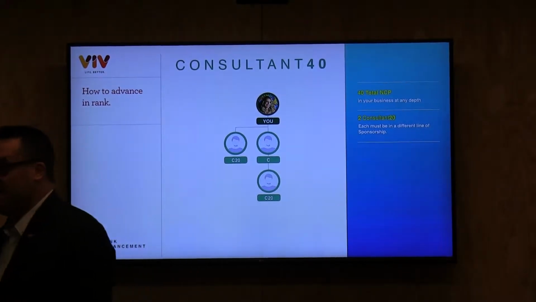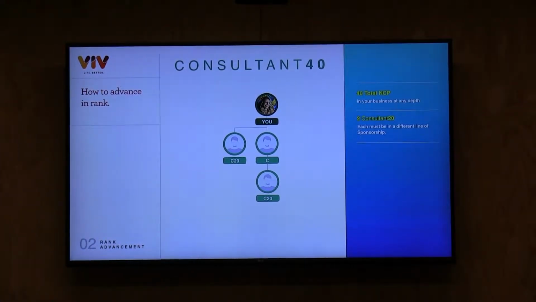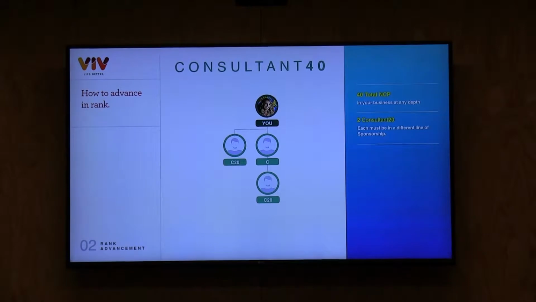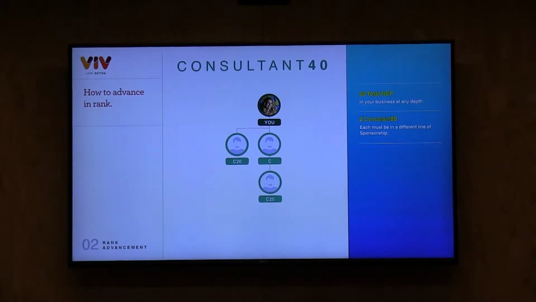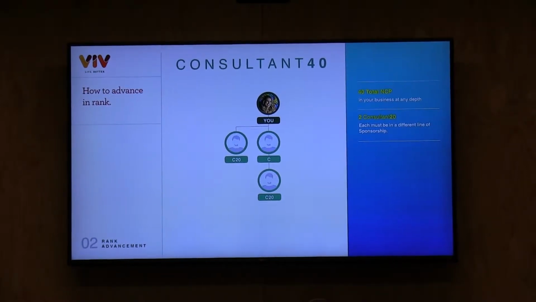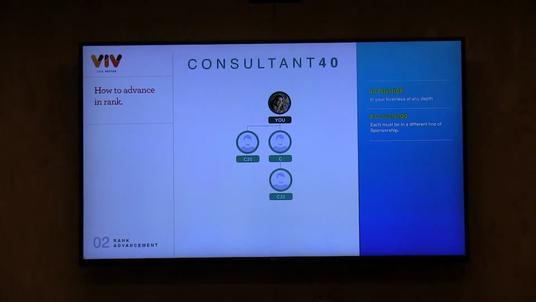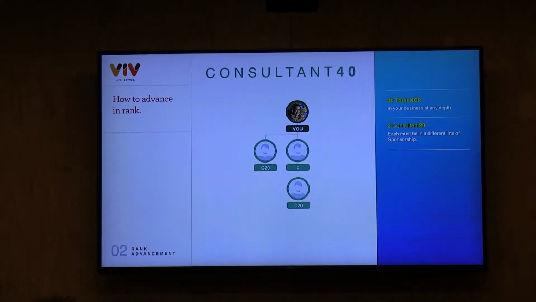Any questions on that? No. All right, so there's your structure. The important thing to recognize is the two consultant 20s must come from different sponsorship lines. So it's not consultant 20, consultant 20, and then a consultant. Would that qualify you as a consultant 40? No. Do you have 40 network customer points? You would, but they're in the same leadership line, and that does not qualify. It's one per line. You don't need to have any personal customer points at this point.